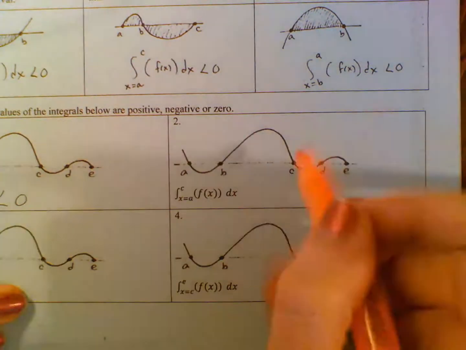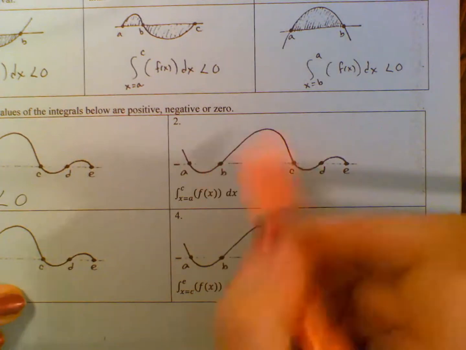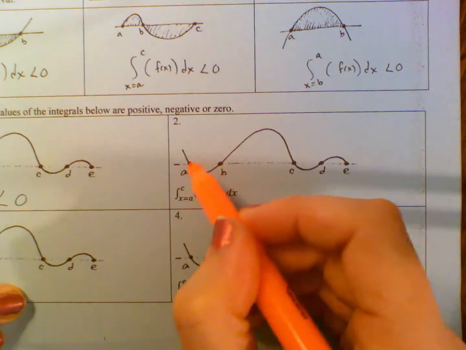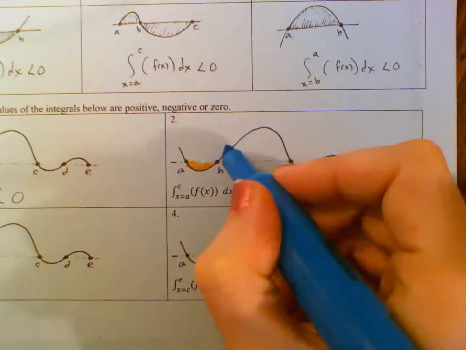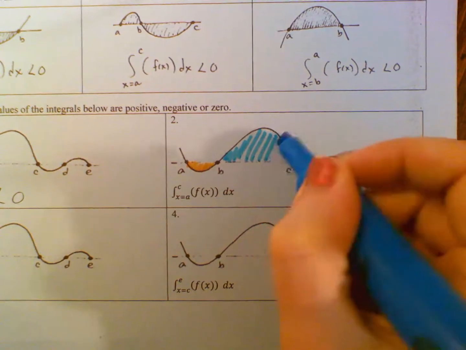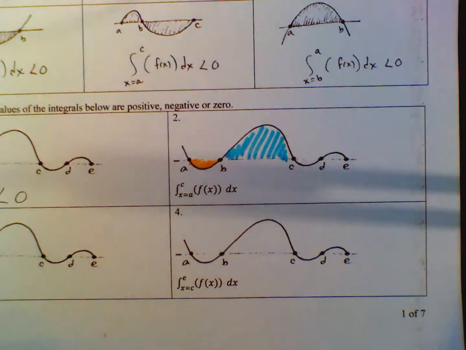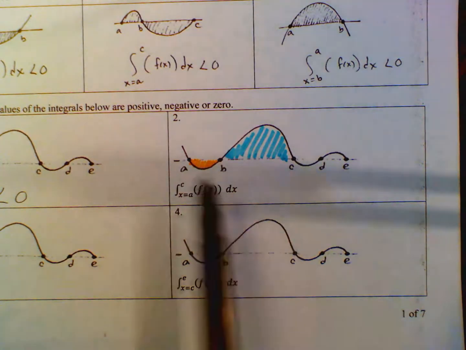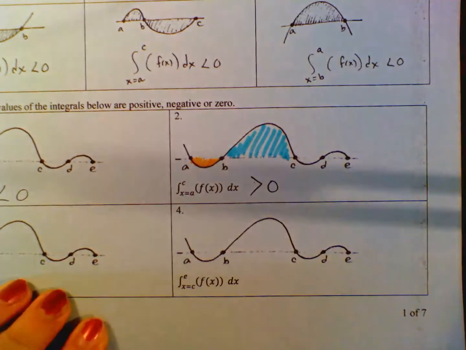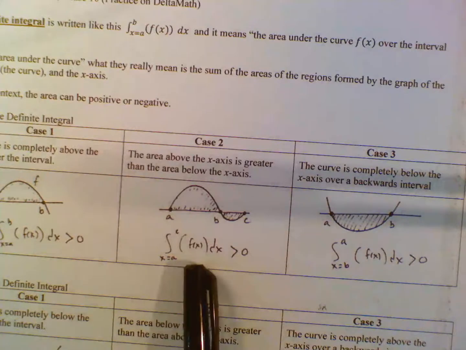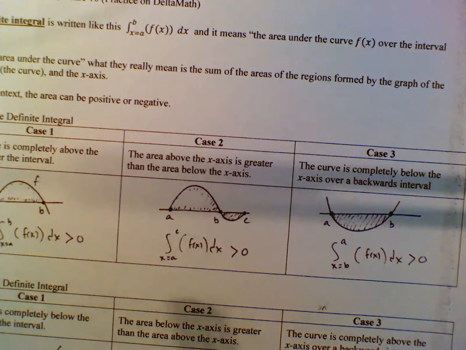From A to C, I have two areas. I have from A to B, which we already know is negative, and then from B to C, I'll make the positive ones blue. So is this total area positive or negative? It's positive because that's case 2: the area above the x-axis is greater than the area below.